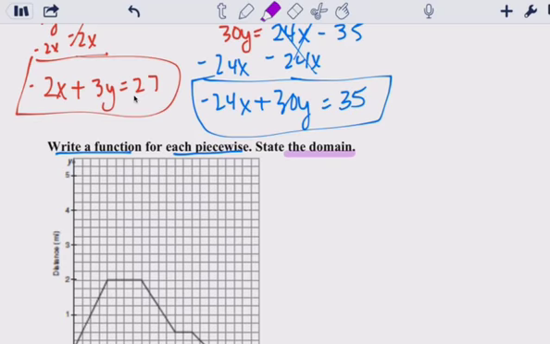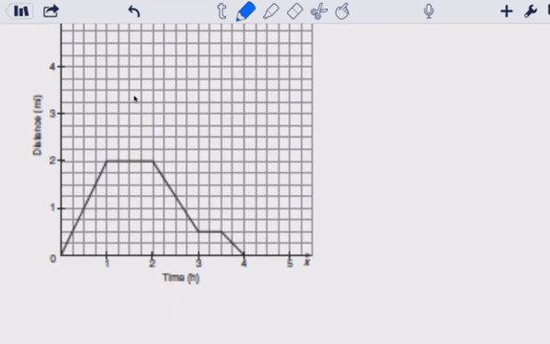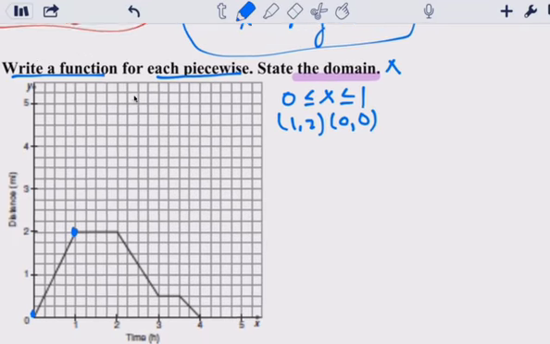State the domain, okay, state the domain. Domain are the x for each one. Okay, this one is just, the domain is 0 to 1. The domain is 0 to 1. X is from 0 to 1. And the equation of the line is, I would use this, okay, I would do 1, 2, and 0, 0, and use point slope. If you forget slope-intercept form, you can always go back to point slope. Okay, that's domain number 1.